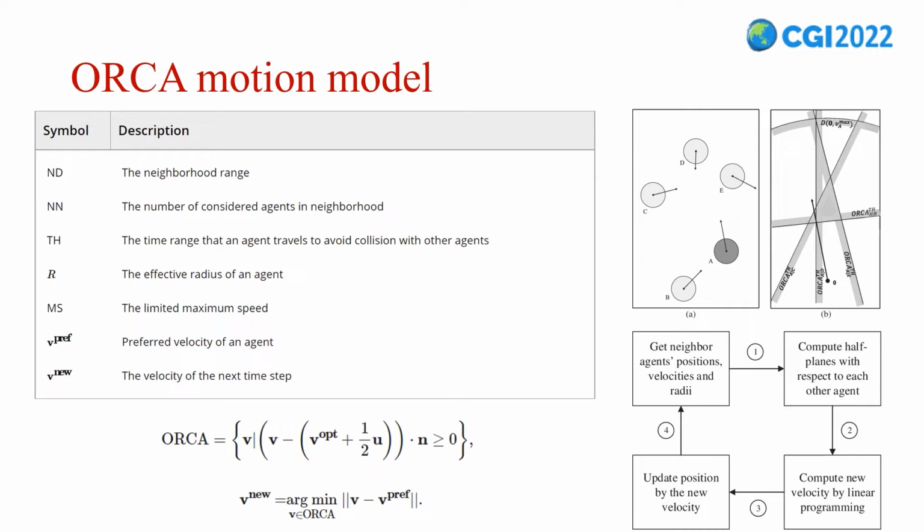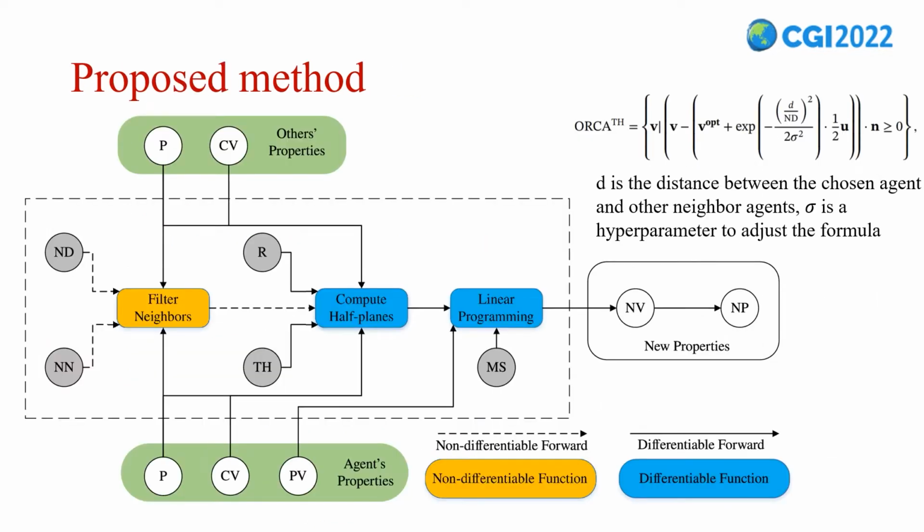In this way, an agent's position in the next time step is updated by the new velocity computed, and ORCA repeats the process until all agents arrive at their destination. This interactive process is shown in the figure in the lower right corner. This figure shows the forward simulation process of ORCA. We can easily compute gradients with respect to 3 parameters R, TH, MS via backpropagation due to its naturally differentiable calculation. However, the operation of filtering neighbors impedes the ORCA model from being differentiable due to the discrete sampling calculation.